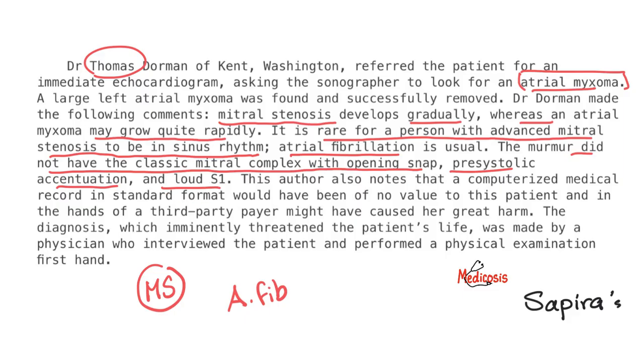No opening snap, no presystolic accentuation, no loud S1. So the doctor said, oh, what else can lead to a murmur similar to that of mitral stenosis? Atrial myxoma is likely. Let's do an echo. And what did we find? Guess what? Atrial myxoma. And this, my friends, is the difference between a good doctor and a doofus with a stethoscope. Look around you. What do you see? Most doctors are frustrated mediocrities. I hope they contract tuberculosis.